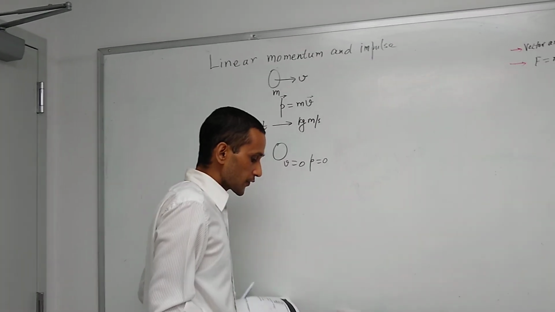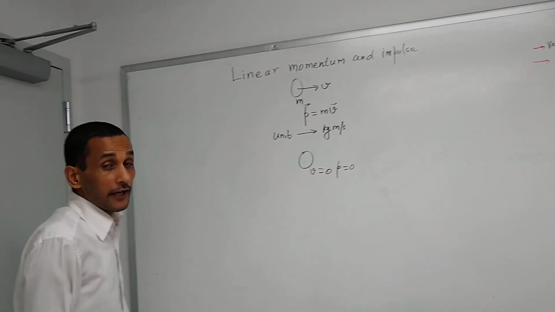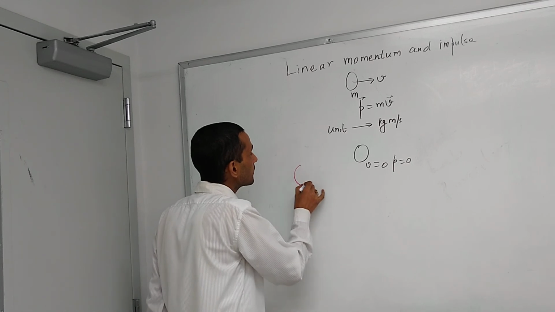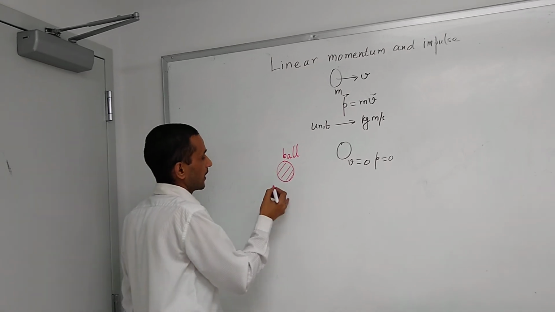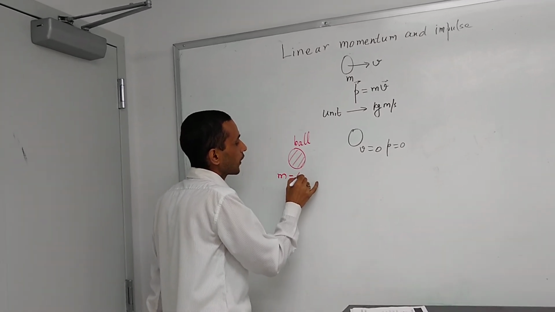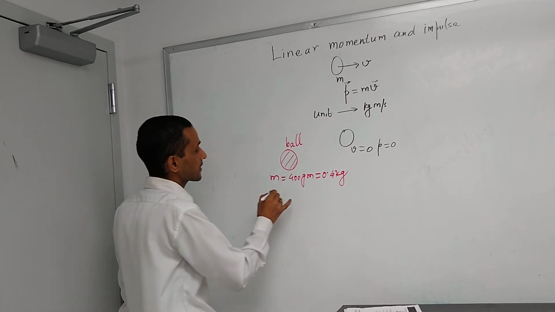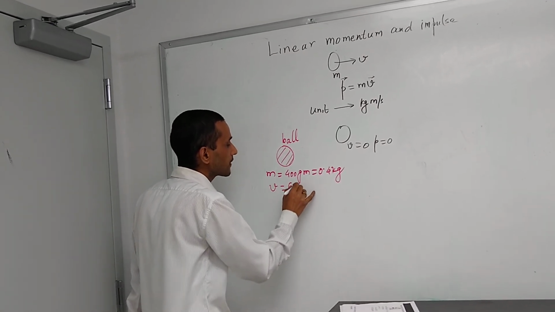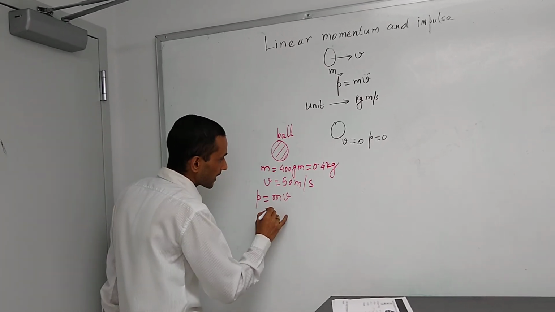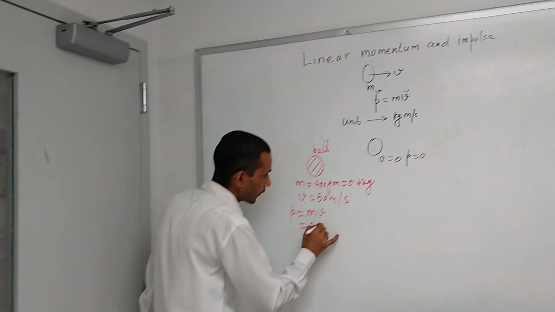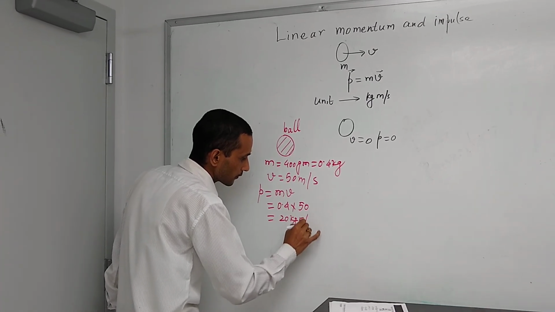To understand more about momentum, let's do two examples and calculate the momentum. Let's start. One is a soccer ball, which has a mass of about 400 gram, which is 0.4 kg. And it's moving with a velocity in a free kick of roughly 50 meters per second. So if you calculate its momentum, P is equal to m times v, that is 0.4 times 50, which is 20 kg meter per second.